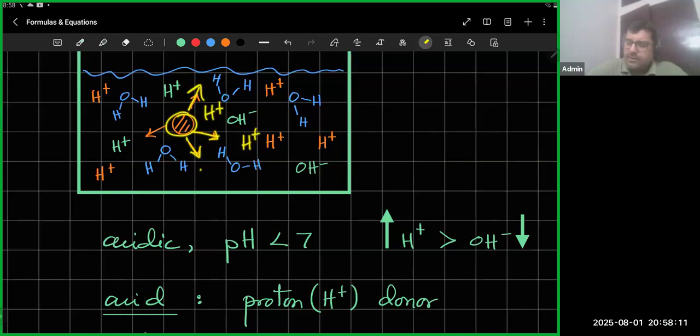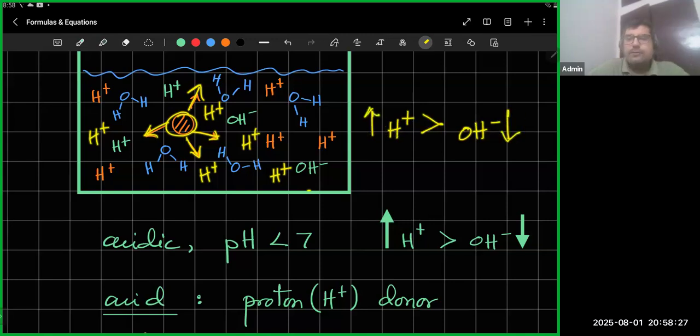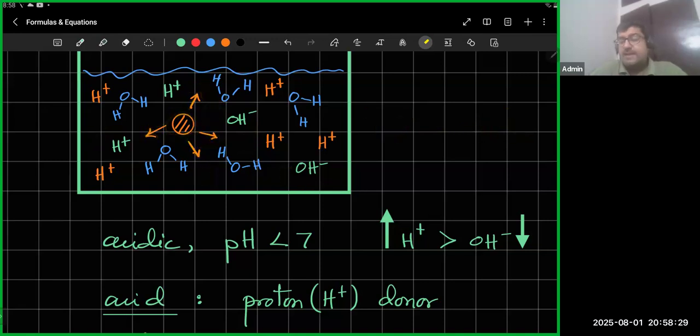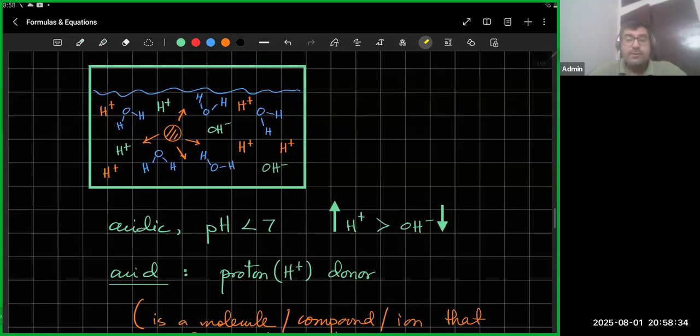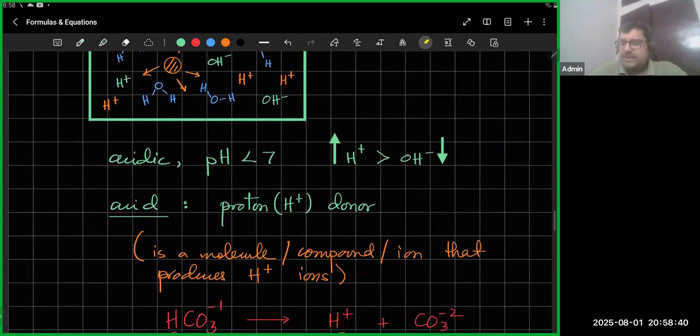So what will happen if I add a particle that starts producing H plus 1 ion? What's going to happen is that the quantity of H plus ions would go up. You'll have a lot more H plus ions compared to OH ions. So an acid is a particle that produces H plus ions, and your H plus ions start going up. So it's a proton donor.